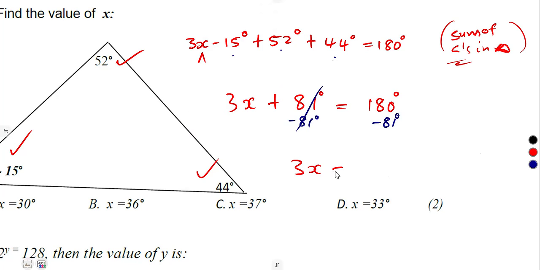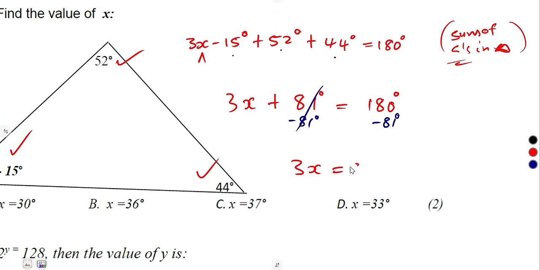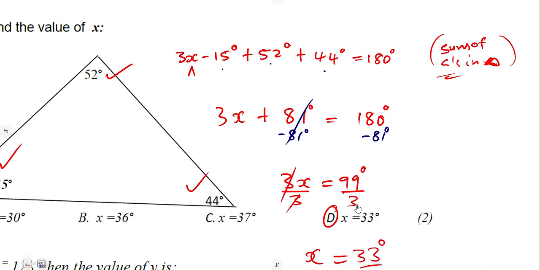That was going to give us 3x is equal to 180 minus 81, that is 99 degrees. So simply divide by 3 to get rid of this 3 so that we can remain with x. 99 divided by 3 is 33 degrees, which is the best answer, where x is 33, on D. So that was it on this one. You've got 2 marks, all right? So you had to solve just like a normal question.